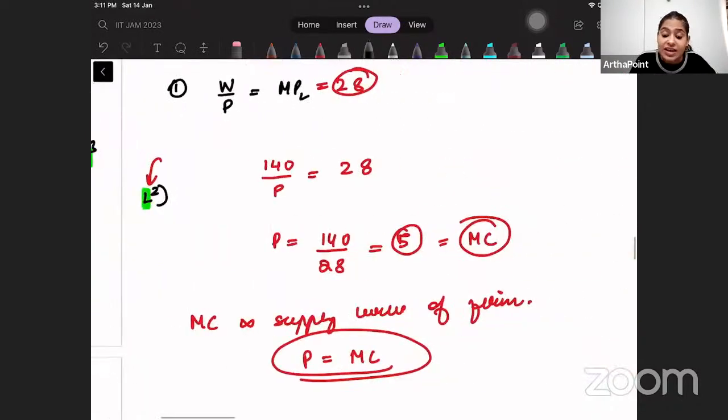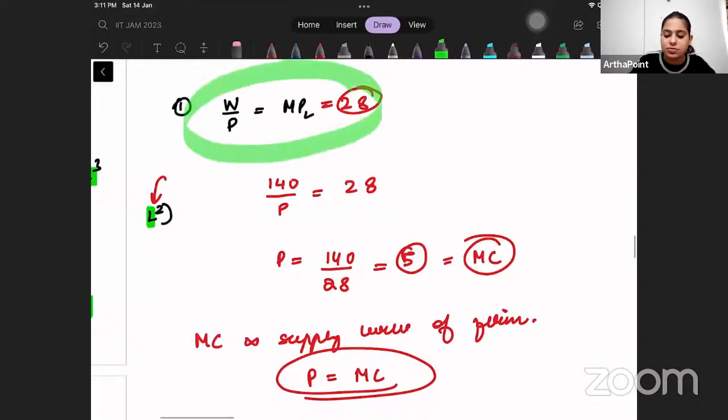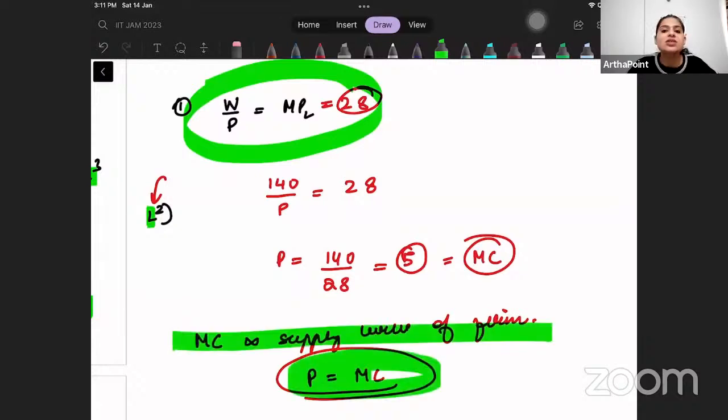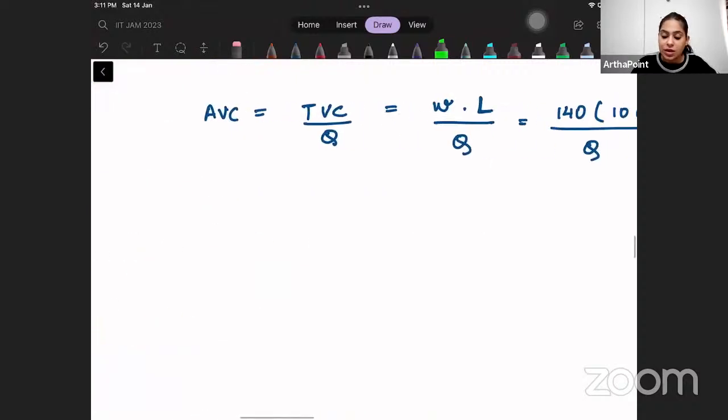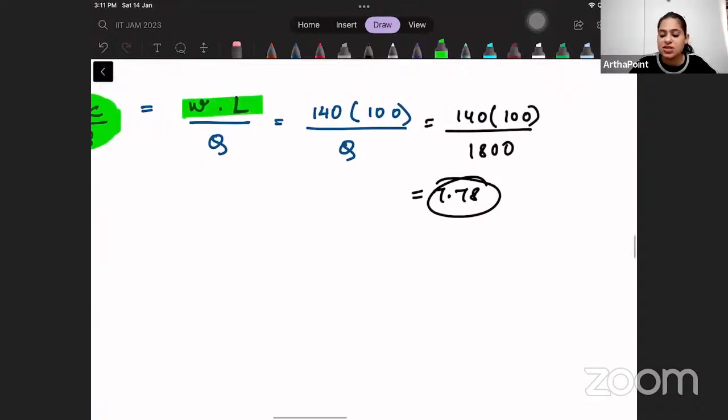But again, they are testing more of your logic. Do you remember this formula, that the real wage is equal to the marginal productivity? Each labor is paid according to his marginal product. Do you remember that MC is the supply curve of the firm? So I can equate P equal to MC. Do you remember that AVC is TVC by Q and TVC is the cost incurred on your variable input?